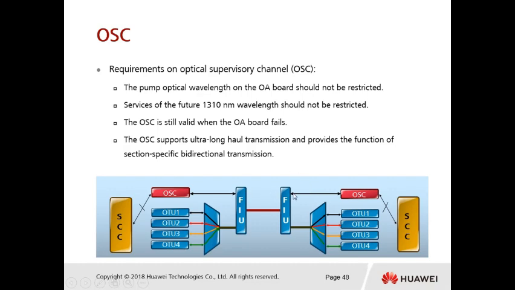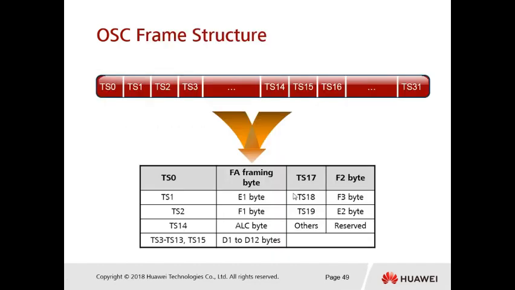Because the bandwidth is 2 megabit, which kind of information do we carry by the OSC channel? You can see the OSN frame structure. Okay, the OSN frame has 32 bytes. The first byte, T0, is frame alignment.